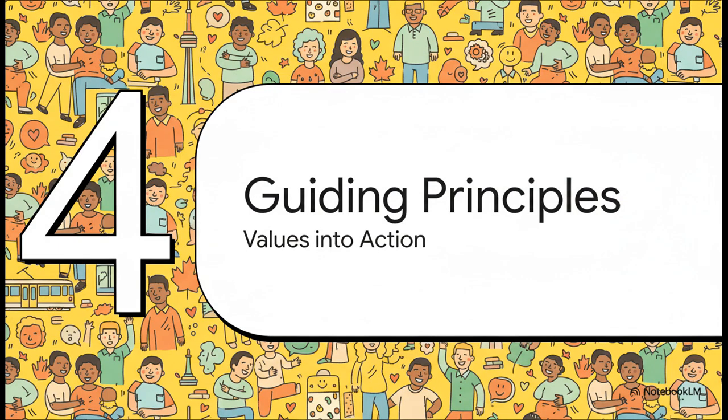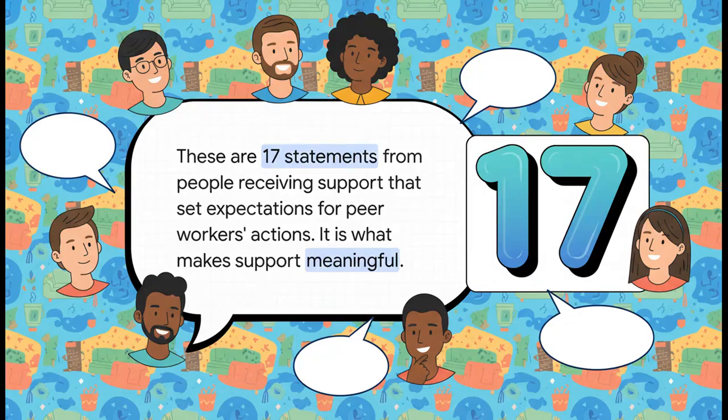So, we have our values, right? Our guiding philosophy. But what does that actually look like from day to day? How do we take these big ideas and turn them into real, concrete actions? Well, that's where the values in action come into play. And this is so important. These 17 actions weren't just dreamed up in a meeting. No, they were identified through research with the people actually receiving peer support. This is what they say makes the support meaningful and effective. This is what it looks like from their side.